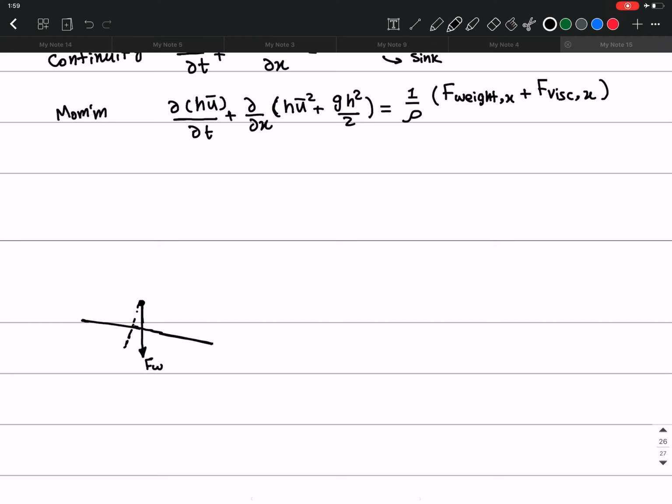So this is the weight. And then say this is a gentle slope. So here we have theta. This is the angle. So this angle is also theta. It's perpendicular to this.